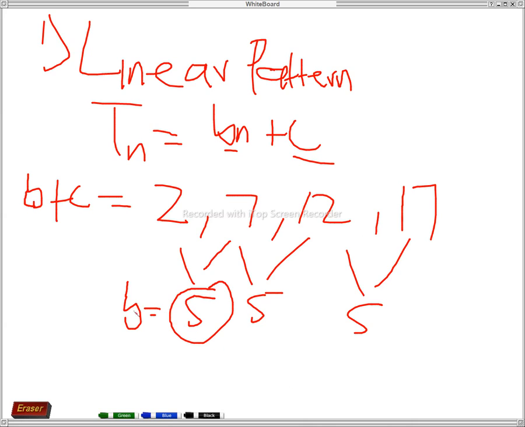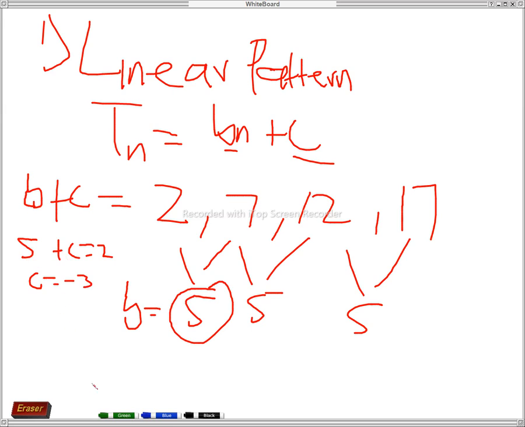Since we know that B is equal to 5, I substitute B there: 5 plus C is equal to 2. Then you just transpose that 5 to the other side. It's going to be 2 minus 5, so C is going to be negative 3. C is -3.